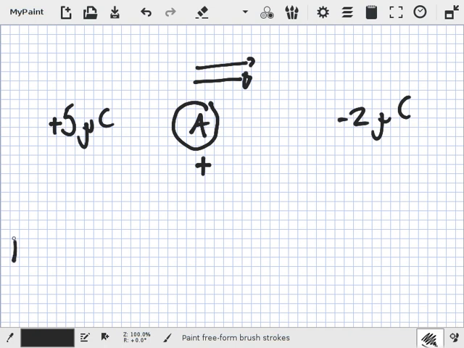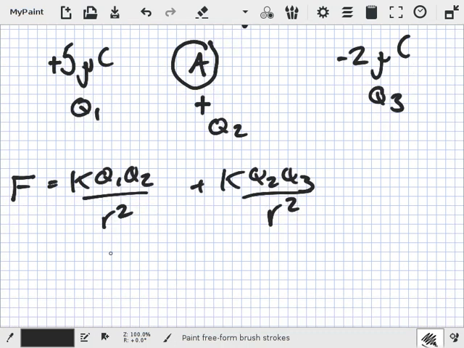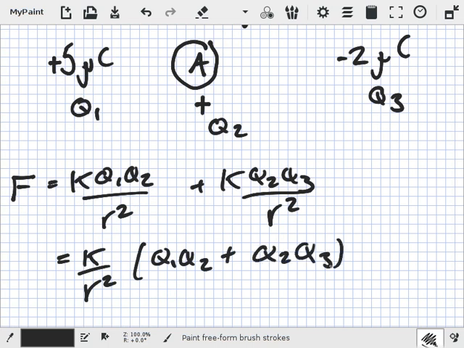So the total force will be K. If I call this one Q1, this Q2, and this Q3, it'll be K Q1 Q2 over R squared plus K Q2 Q3 over R squared. Now the K and the R is the same in both, so I might as well just take it out. K over R squared times Q1 Q2 plus Q2 Q3.